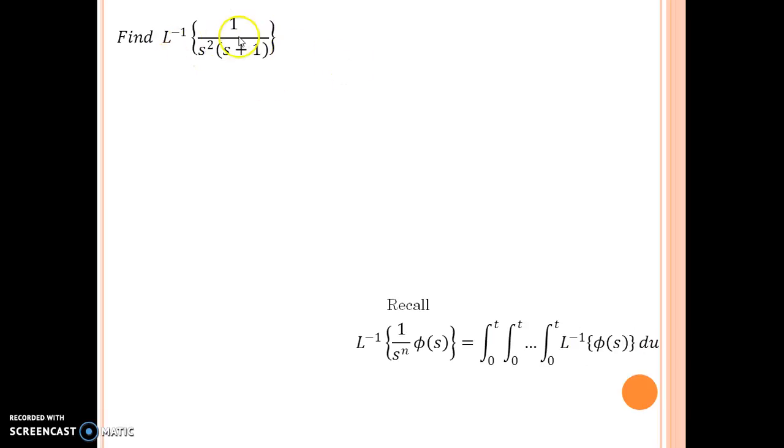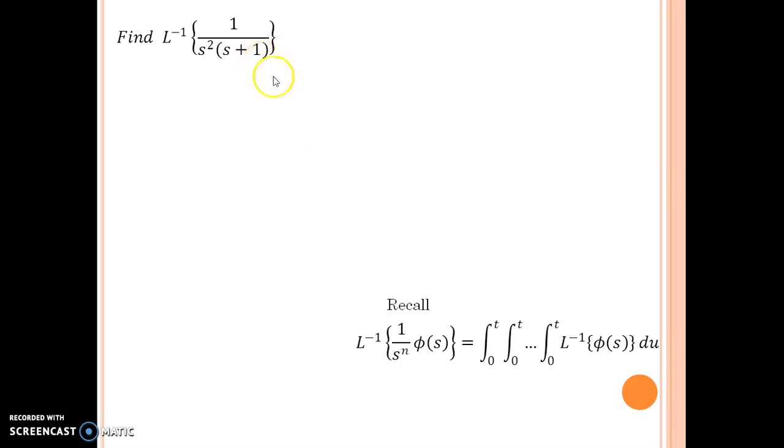Now compare the question with the left hand side of the formula over here. So you have 1 upon s to the power n in the form of 1 upon s to the power 2, and your phi of s is nothing but 1 upon s plus 1.